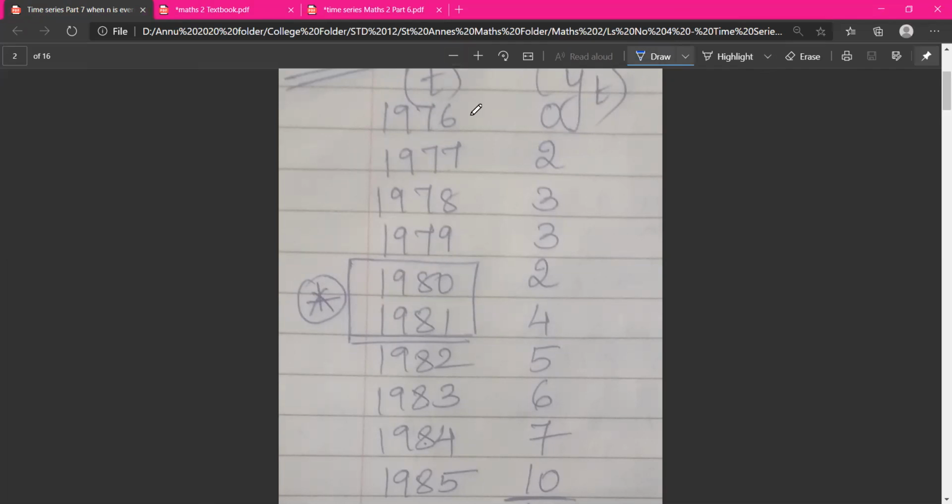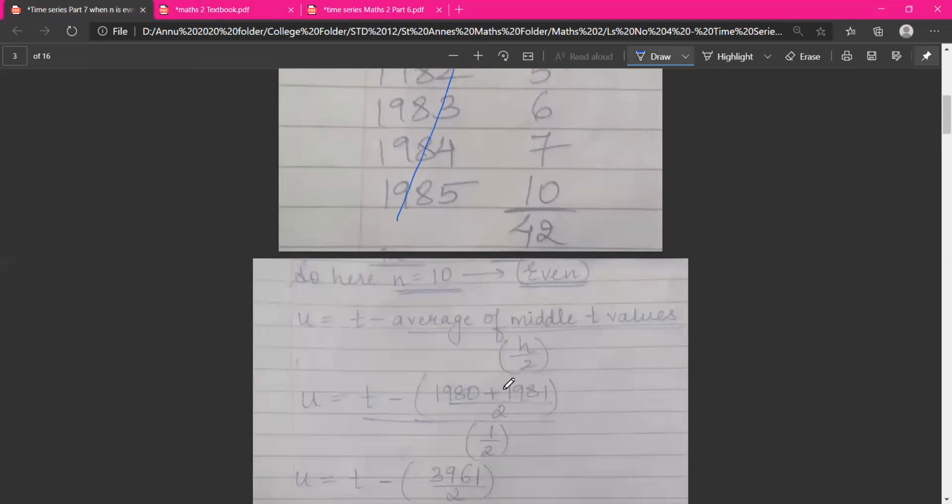Now as it is even, look, if we remove the first 4 years from the top and the last 4 years from the bottom, now you can see in the center we are having 2 years. So these are the middle years of the data, and as there are 2 of them, I will take exactly half, I will take their average. So please pay attention as I am teaching you all.